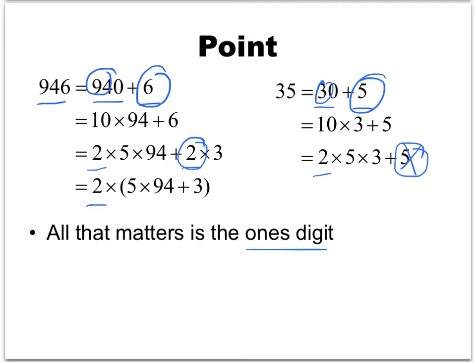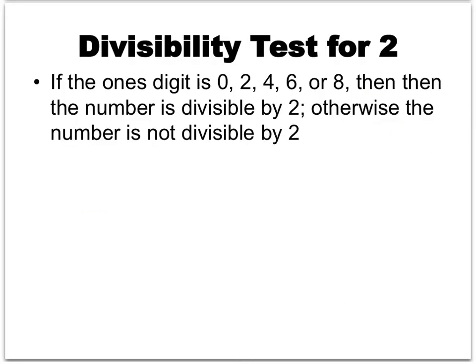So that leads us to our divisibility test for 2, which says that if the ones digit is 0, 2, 4, 6, or 8, and all those numbers are divisible by 2, then the overall number is divisible by 2. Otherwise, the number is not divisible by 2. So again, all that matters is the ones digit. And the reason that the ones digit is all that matters is because of the distributive property.